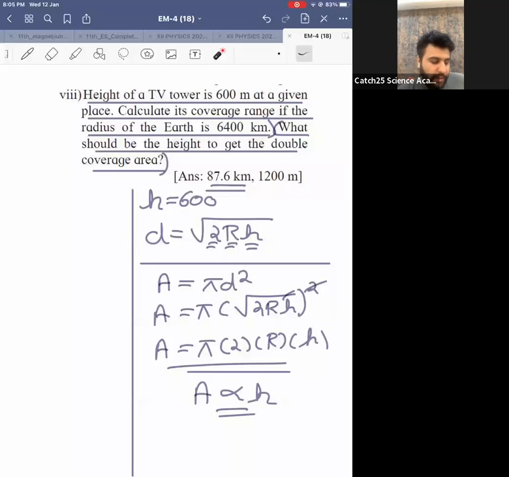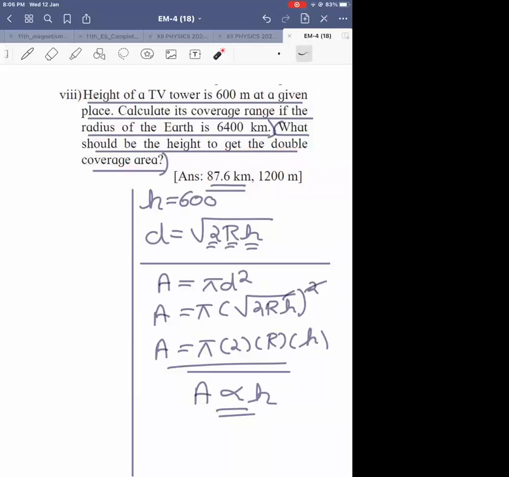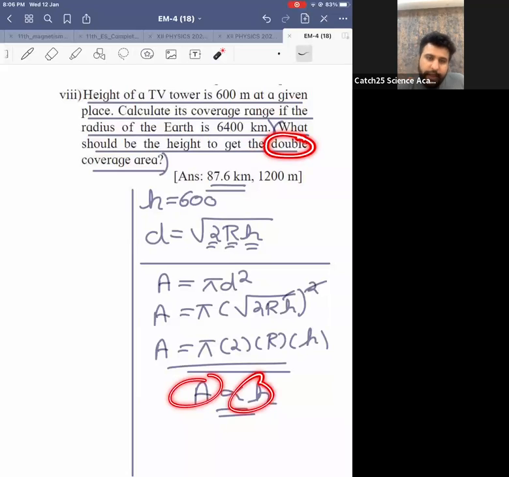Therefore, what they have asked in the question is what should be the height to get double the coverage area. Now, to get double the coverage area, can I say I will need double the height? Because area is directly proportional to height. And what is the height given in the question? Height is given as 600. Now, if I double the height, it will be 1200. So the second part of the question I have done for you.